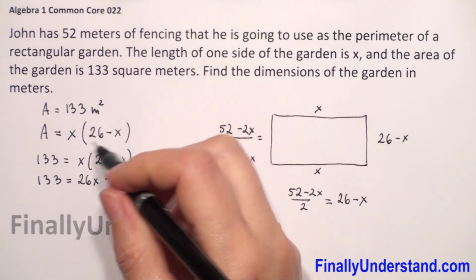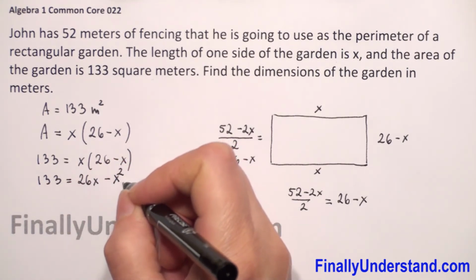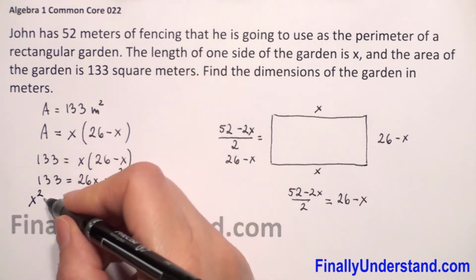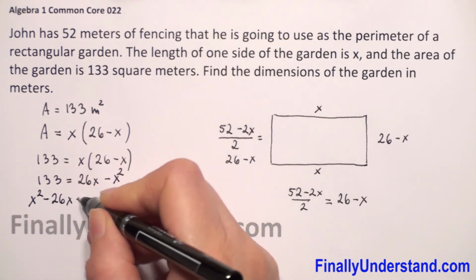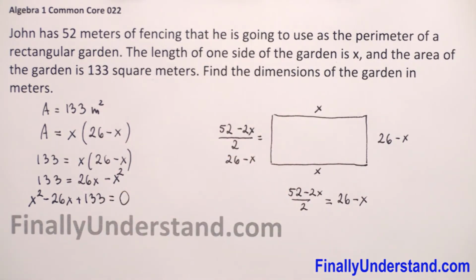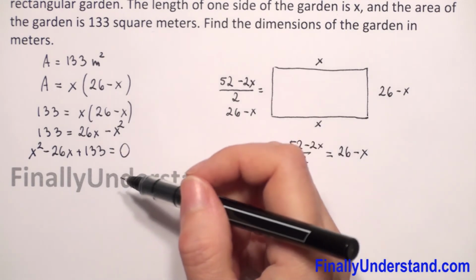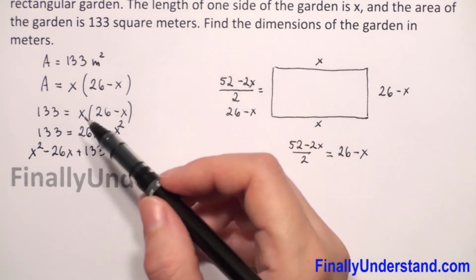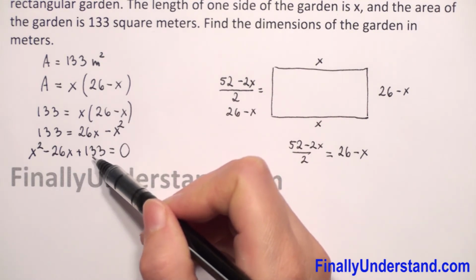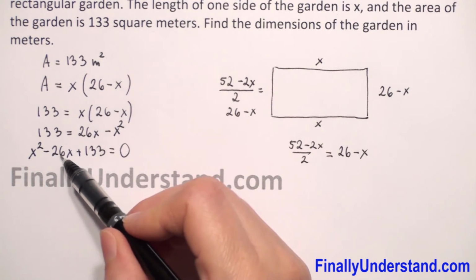So I will move everything to the left side. We will start from the highest power. So we now have positive x squared minus 26x plus 133, and this is equal to 0. We have a quadratic equation. We will use the factoring method to solve this equation. We have to find two numbers which, when we multiply them, give 133, and when we add these numbers, give negative 26.